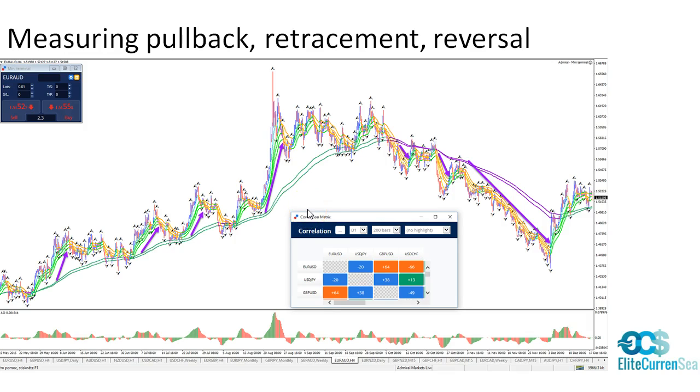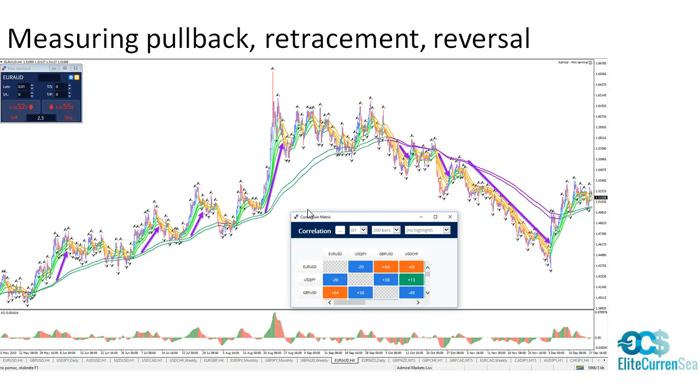So let's talk about that again. 8 EMA is just a momentum continuation, very light pullback, ultra light pullback. 21 EMA is a shallow pullback, and 144 EMA I consider a deep retracement. As price goes back to the 144 EMA, well then that has been a reasonable deep retracement, but still within the trend.